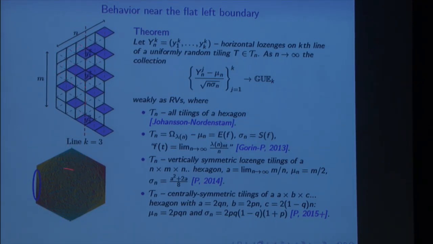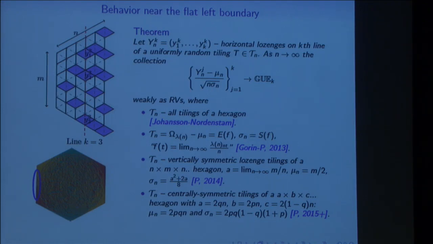This is near the flat boundary. We're looking at how we are choosing this uniformly random from lozenge tilings of a given domain. And so here are the different domains that you can do this, and you have the same type of result. Of course, these numbers will depend on where your tilings came from.